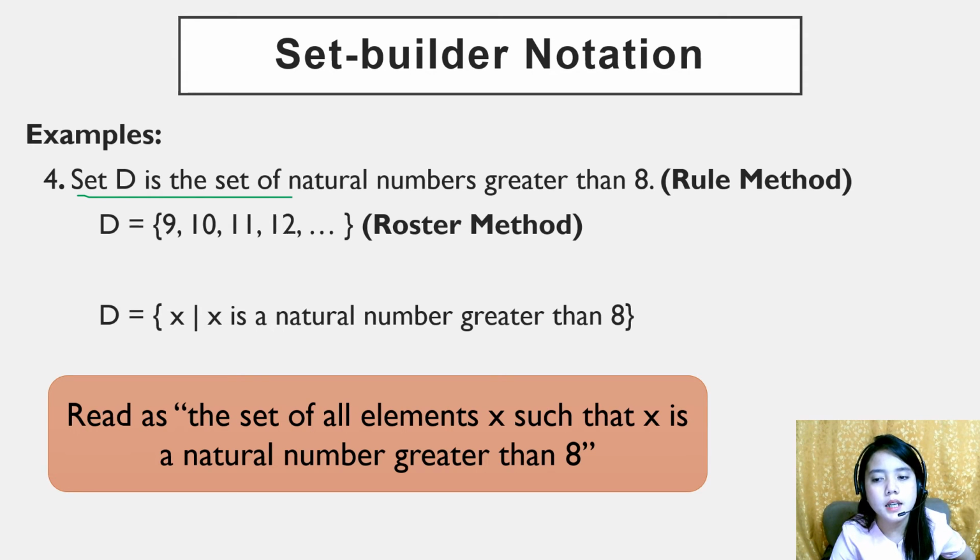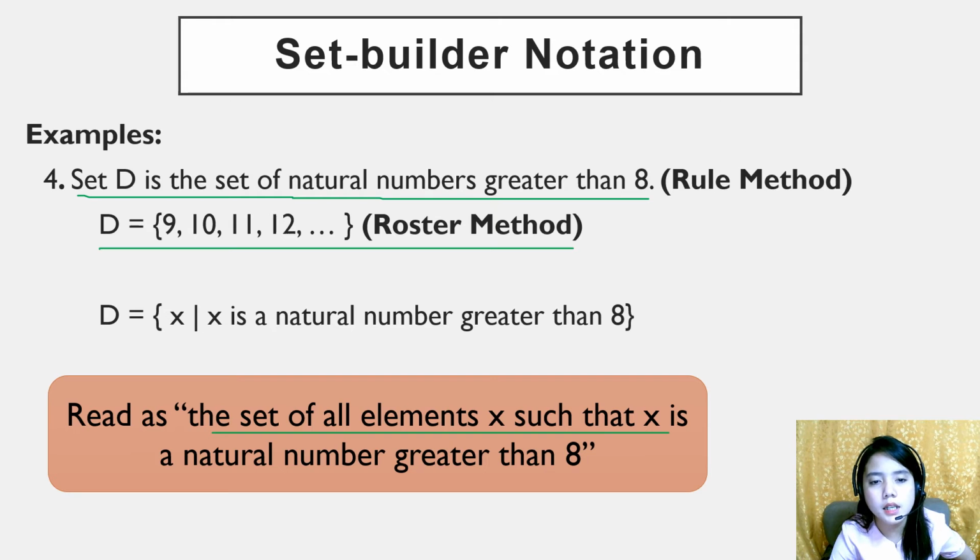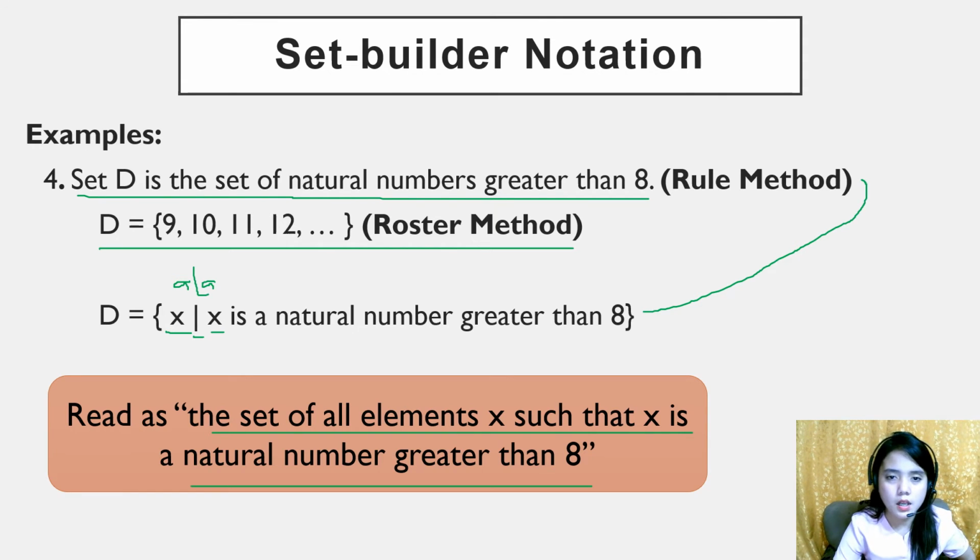Set D is a set of natural numbers greater than 8, rule method. Okay, this one is infinite, roster method. And for the set builder notation, it is read as the set of all elements x such that x is a natural number greater than 8. So, it is just like the rule method. The only difference is that it has x such that x. Or, you can also use A such that A or B such that B. Okay? This is how you write set builder notation.